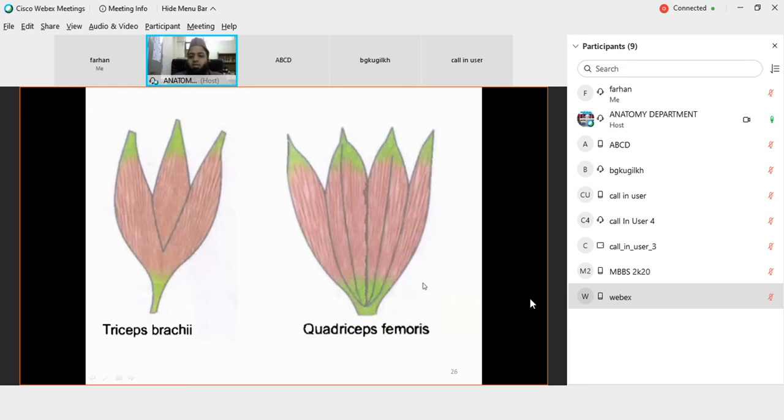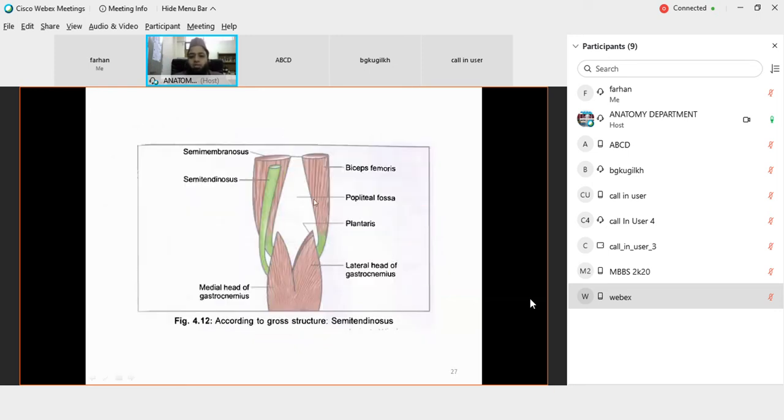Triceps, quadriceps, as we were discussing, depending on the heads of origin. Semitendinosus. This half of this muscle is tendon-like. Semimembranosus. The half of this is membrane-like, very thin. So that's how the nomenclature is there. These are muscles of thigh, back of thigh.